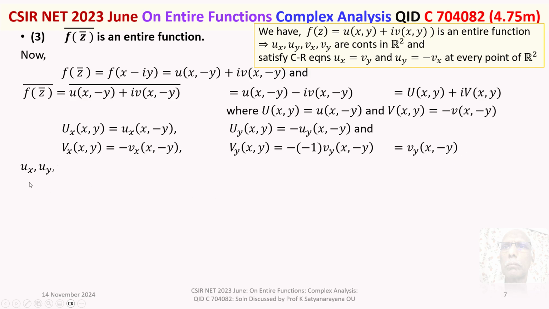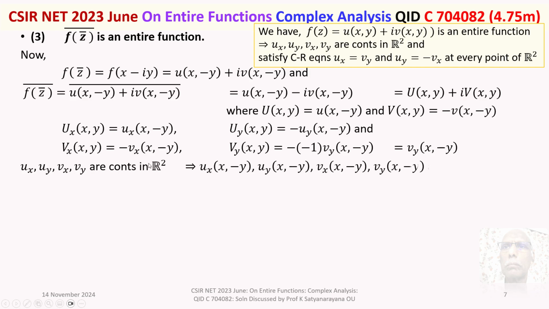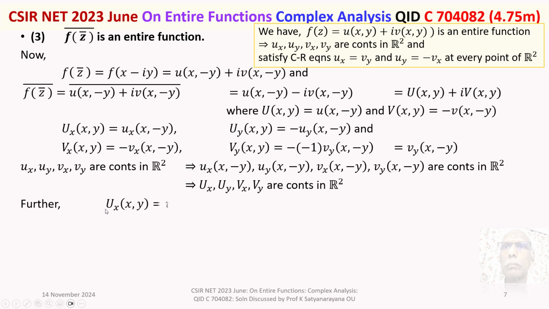Let us see, this small ux, uy, vx, vy are continuous in R square because they are there in the entire function itself. Therefore, this will imply ux, uy, vx, vy at x comma minus y are also continuous in R square. Right. What about Cauchy-Riemann equations? Ux, uy, vx, vy are continuous in R square. Capital Ux, capital Uy, capital Vx, capital Vy are continuous in R square. What about Cauchy-Riemann equations?